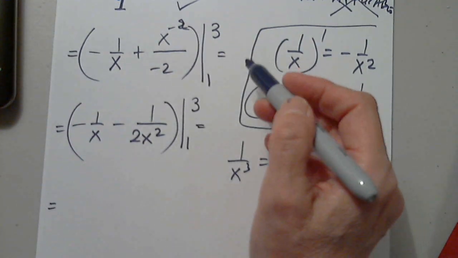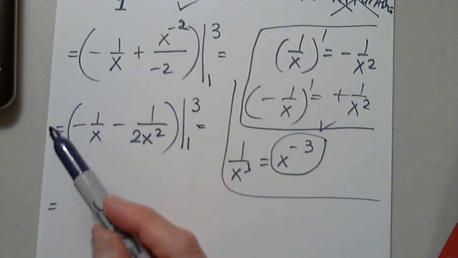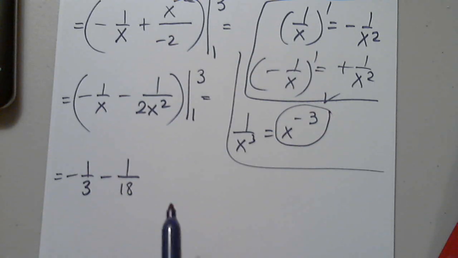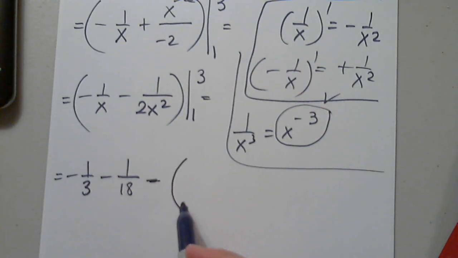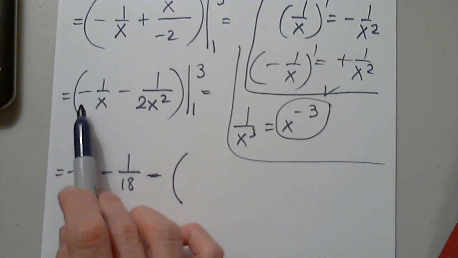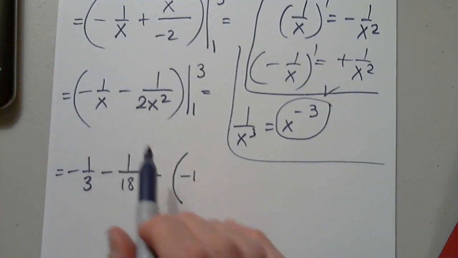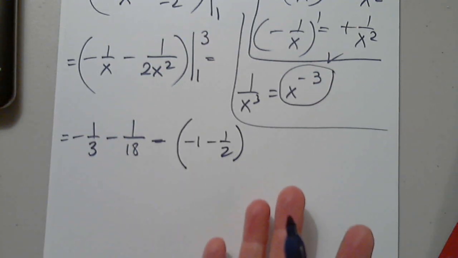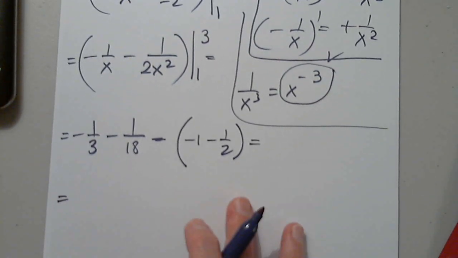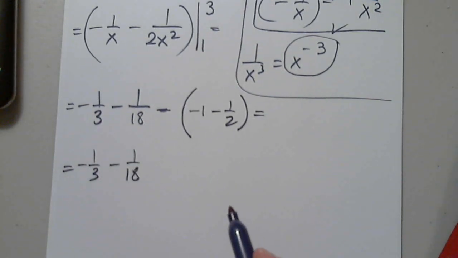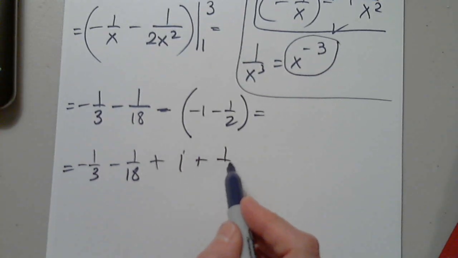Now I will plug in 3. When I plug in 3, negative 1/3, negative 1 over 9 times 2. Minus, parentheses, always, so you don't forget to distribute the negative sign. When I plug in 1, I get negative 1. When I plug in 1, I get negative 1/2. This is ugly to work with, but we have no choice. So, negative 1/3, minus 1 over 18, plus 1 plus 1/2.